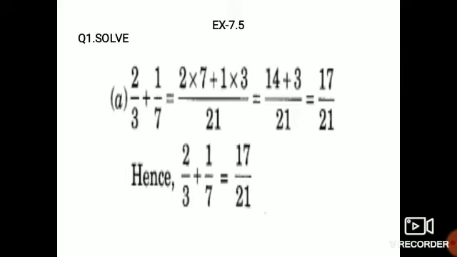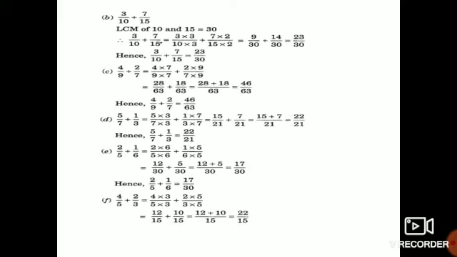We only add the numerators and we leave the denominator as it is. And what is the result? The result is 17 by 21. I hope this question is clear to you. And kindly try to do question number 1, all the parts, yourself.